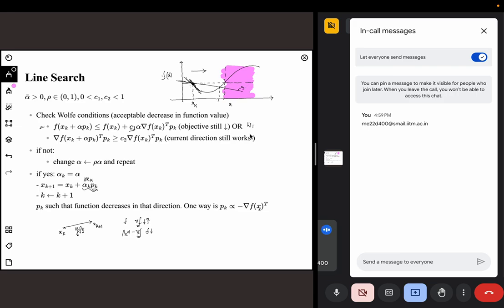So let's say this is W1. You have to pick a value of alpha such that the new xk plus 1 gives me a function value which is lower than the current value by a certain amount. How much I should take depends on the problem, and we have to do trial and error, varying this particular C1.